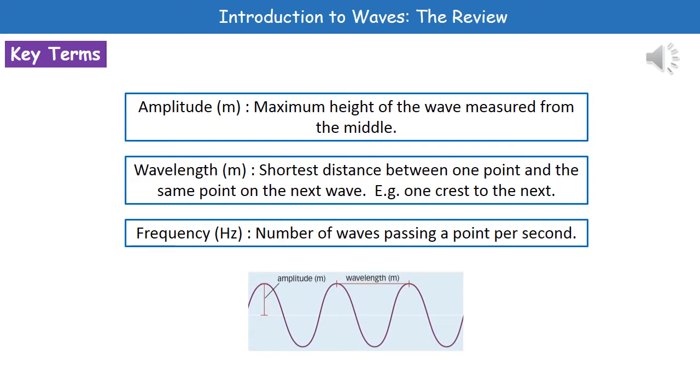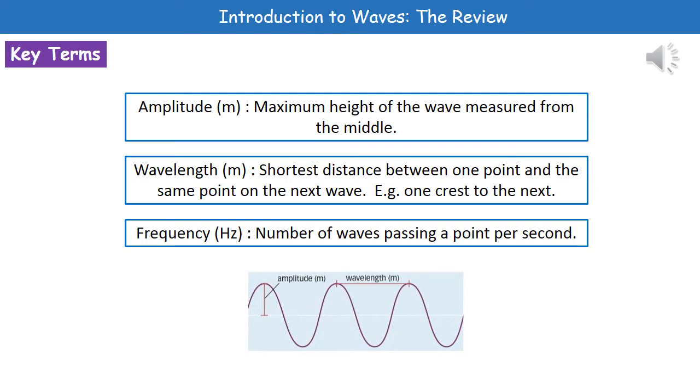Second word is the wavelength, and again this is measured in meters, and it is the shortest distance between one point and the same point on the next wave. So for example, you might measure from crest to crest or from trough to trough. So you can see on the diagram at the bottom, we're measuring from the top of one crest to the top of the next crest. So that is one wavelength.